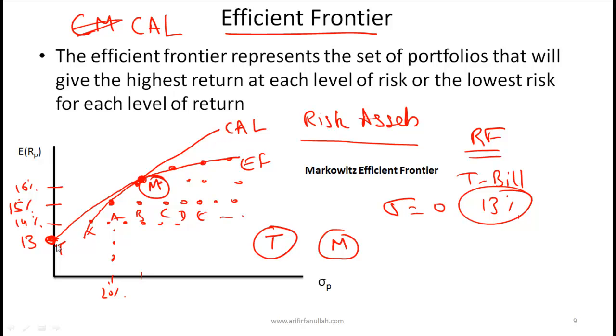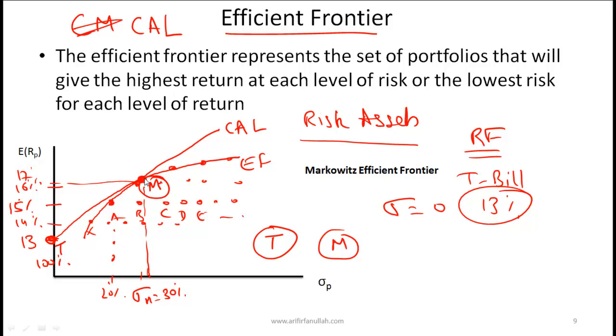Let's call this point T. Point T represents a 100% investment in T-bills and a 0% investment in the market portfolio. So as you would expect, the risk is 0 and the expected return is 13%. Point M represents 100% of your investment in the market portfolio. Let's say that the riskiness of the market is equal to 30%. And let's say that the expected return of the market is 17%.